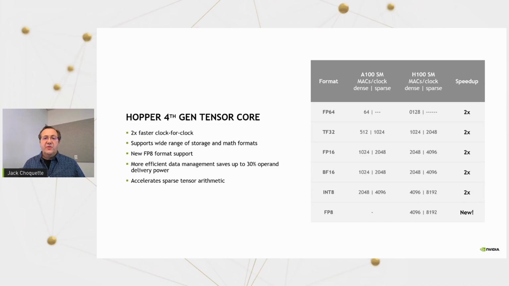In order to keep these Tensor Cores fed and keep the GPU power in check, Hopper's Tensor Cores have improved operand delivery efficiency by 30%. H100, like A100, also supports sparse tensor arithmetic, enabling 2x throughput when the data is sparse.